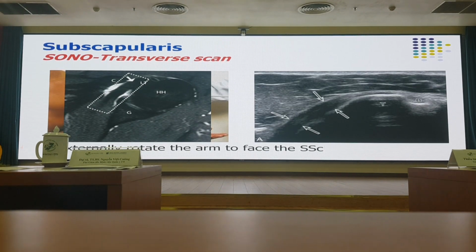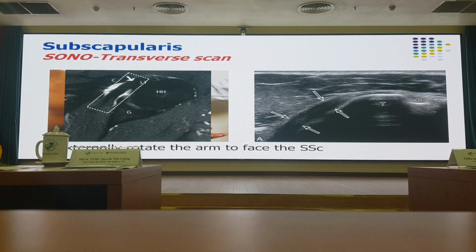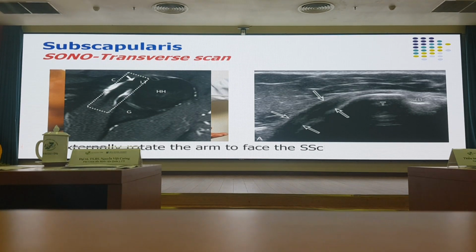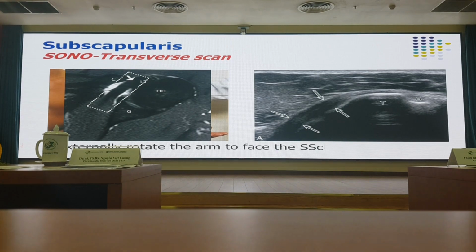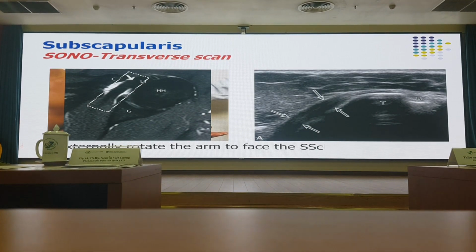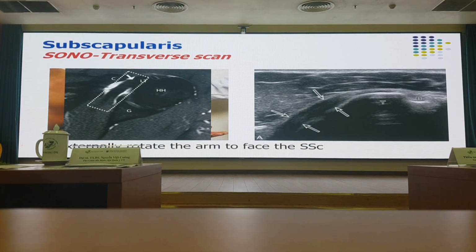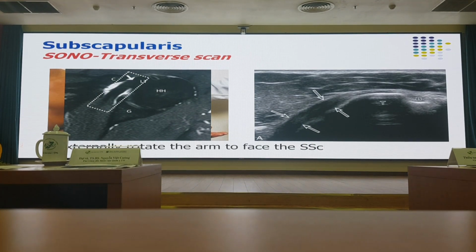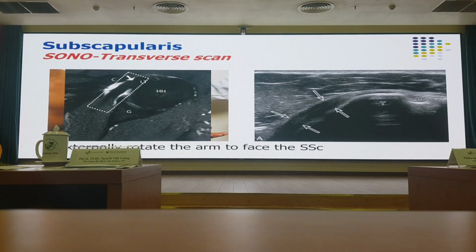When you check the subscapularis, I always rotate the arm to find a subscapularis tear, because the diagnostic accuracy of subscapularis tear using ultrasound or MRI is lower than for other tears. So I always check the position of the biceps tendon and its movement. If the biceps tendon is dislocated or medially subluxated during external rotation, you should always suspect the possibility of a subscapularis tear.